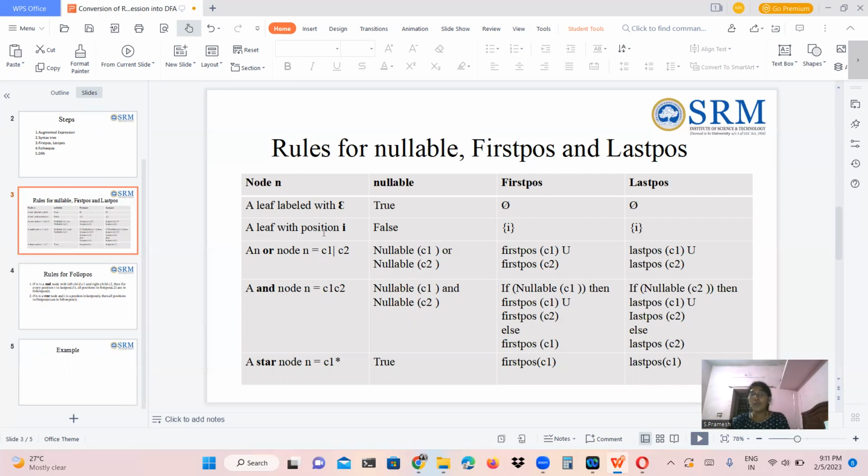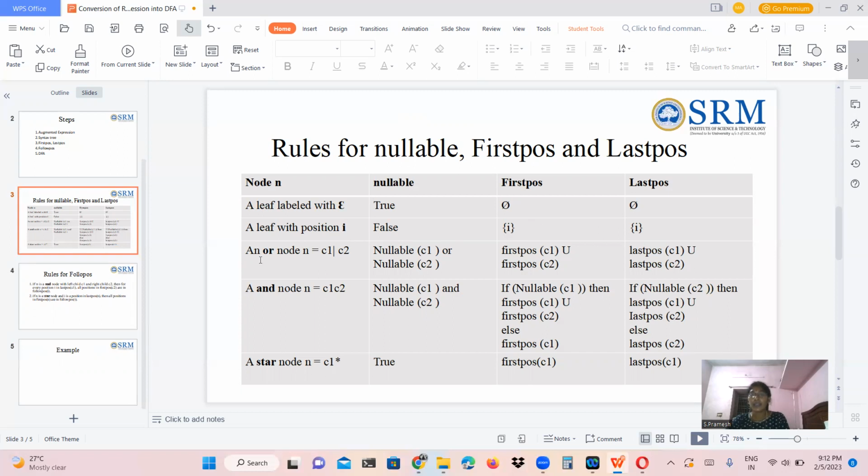The second is a leaf node with position i. Some position is there, so nullable is equal to false. And the first and last position is the position of that operand. So here the position is i, so the first and last position is i.